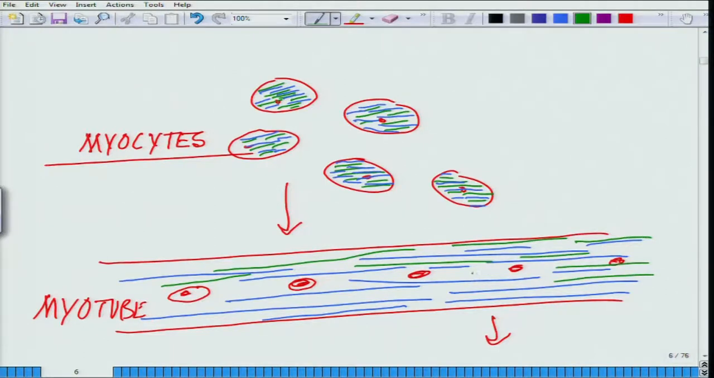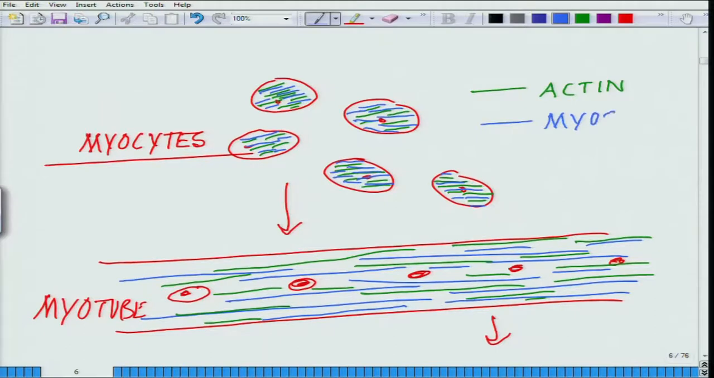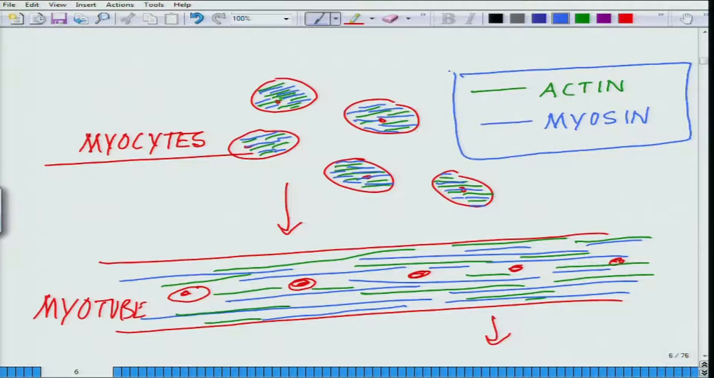So, what are these proteins? There are two proteins which are making this muscle structure here. The green one I represent as actin filament. And the blue one I represent as myosin filament. Here I wish to highlight something. Actin is fairly well conserved. Myosin filaments have different variations, different variants.